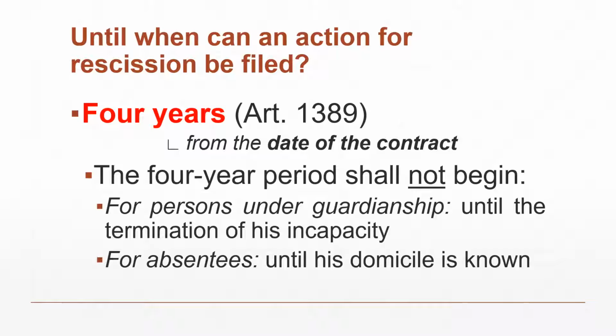Now, for absentees, all right, the other party, nararamdaman niya na baka magfa-file si aggrieved party ng action for rescission, nagtago, nawala. So, syempre, in order for you to be able to file a case against another person, you need to know that other person's address or residence. Kasi doon ipapadala ng court yung mga court orders, mga notices. Hindi pa pwedeng hindi alam ni court yung address. So, if the other party is effectively an absentee, hindi tatakbo yung 4 years.